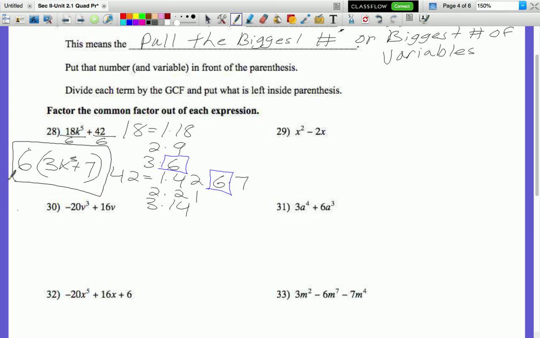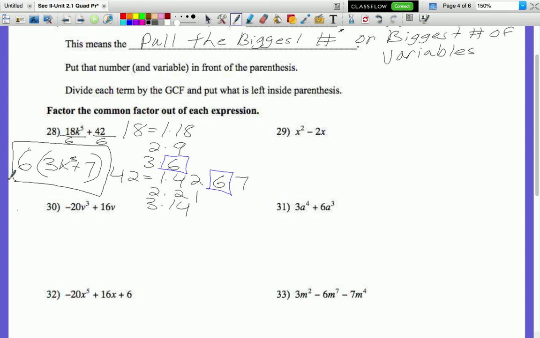So the biggest number that you find that is common goes out in front of the parentheses. What's left over after you divide goes inside the parentheses. Basically what we're doing is if I distributed 6 back into this problem, I should get 18k to the 5th plus 42. That's kind of a way to check to see if you get it correct.